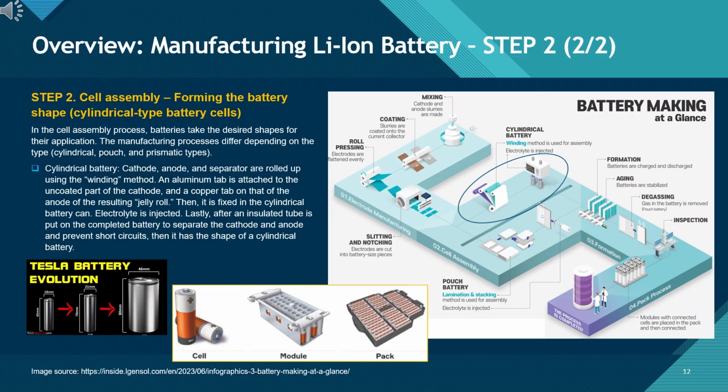Tabs made of aluminum, cathode, and copper, anode, are connected before the electrolyte is injected. After sealing and adding insulation, the cell assumes its familiar cylindrical shape. The images illustrate the evolution of cylindrical formats, such as Tesla's shift from 18650 to 2170 and now 4680, and how individual cylindrical cells are organized into modules and then full battery packs. This helps trainees visualize how the cell assembly step ultimately integrates into the larger pack system.